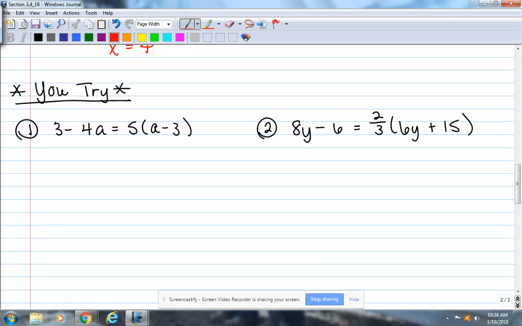All right, so number 1, what did we have to do first, guys? Distribute the 5 on the second side, okay? So I'm going to copy the 3 minus 4a equals what? Minus 15. And then somebody tell me what you did to get your a's together. Yeah, I would add 4. If you subtracted 5a, that is also fine.